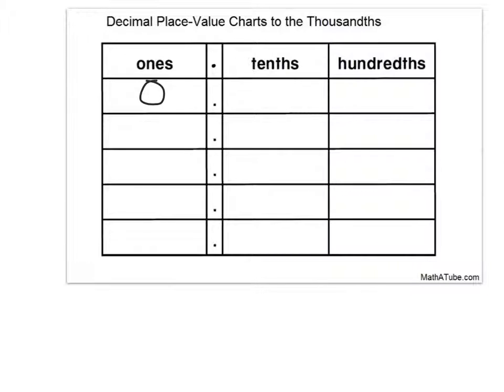I'm going to write down 0.1 and 0.7. If we look in our tenths column, we can easily see that there are more tenths in 0.7 than in 0.1. But it gets a little bit harder when we have numbers in the hundredths column as well.